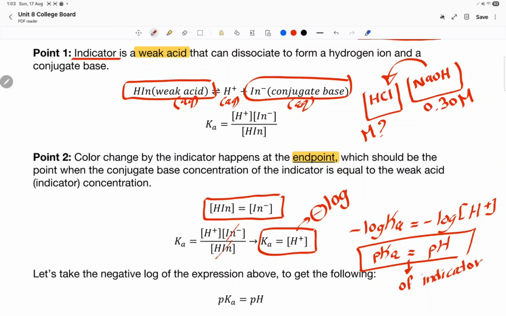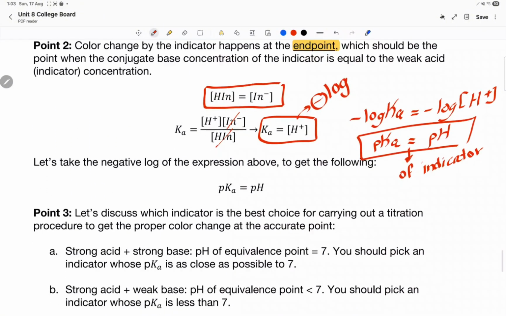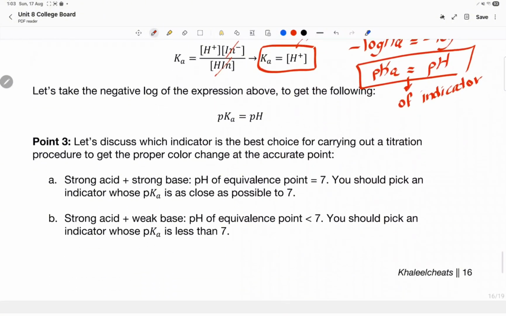Are we going to do an equation on this now? No, just words.